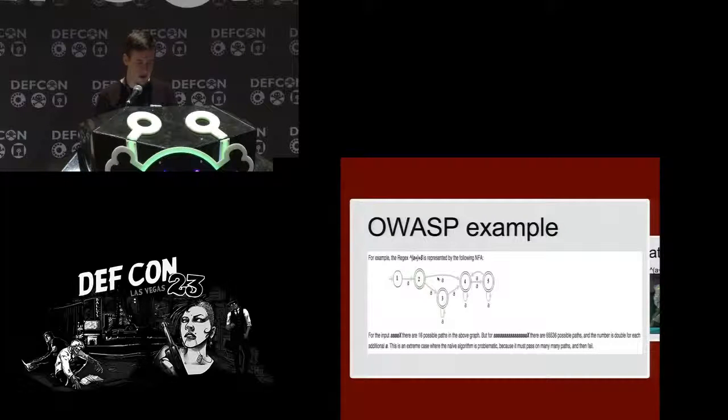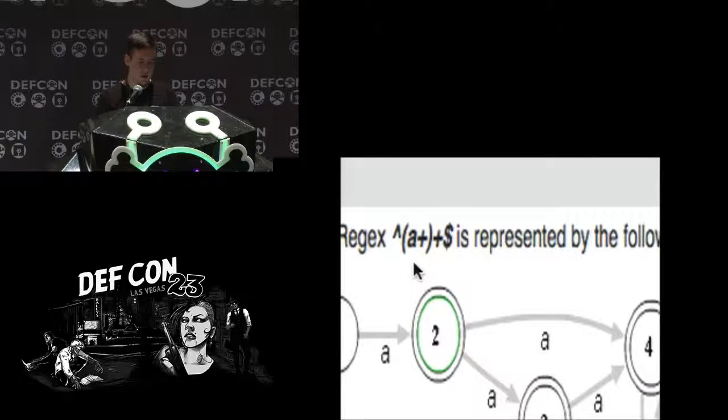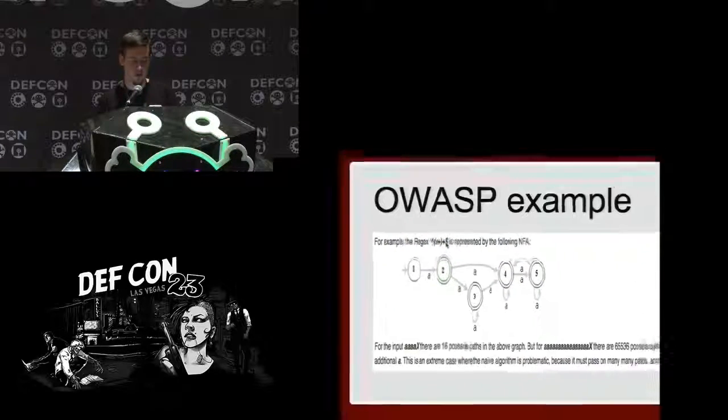So I don't know about the contrast here, but OWASP has a pretty easy to understand example of how that should work. You have an expression that has to start with an A, one or more A's, then the grouping of one or more of that, and you end anchor it, because then you can give a different character to make it fail.